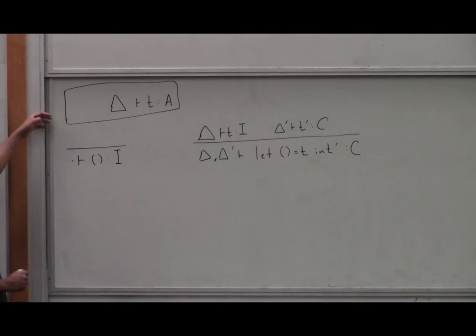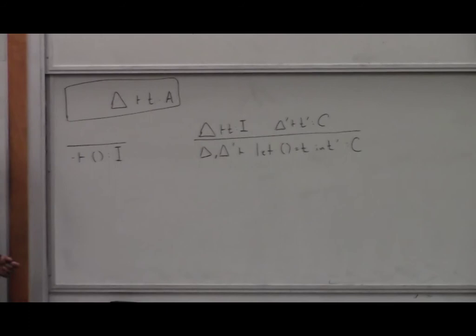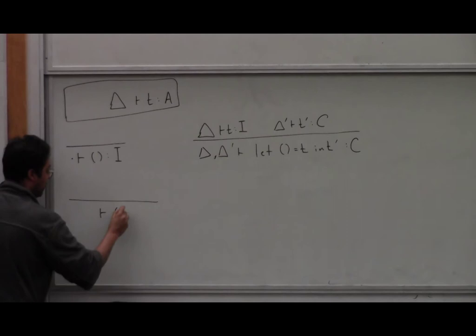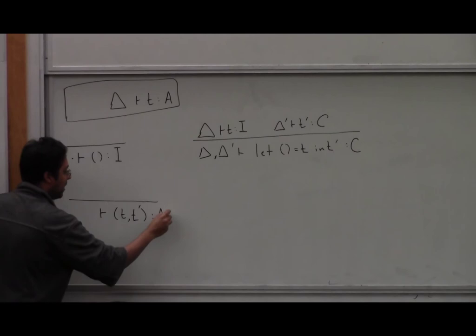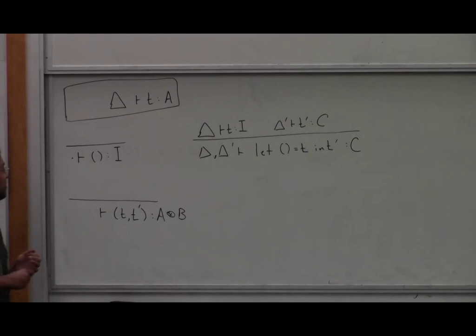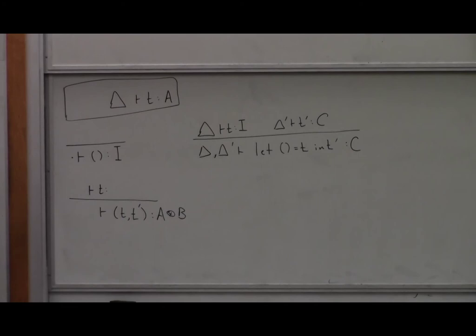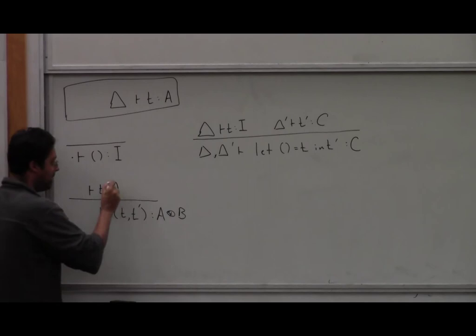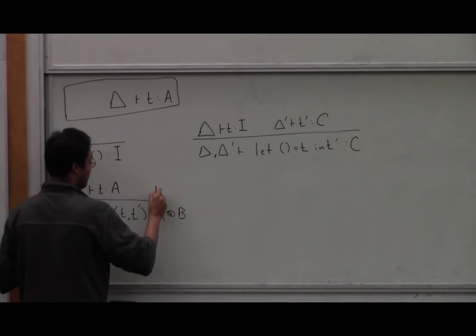And now let's see if we can work out what the typing rules for pairs should be. Suppose that I want to say that a pair t comma t prime has the type A tensor B. So can anyone suggest a typing for T? A, okay. So I heard someone suggest, what was your name? Jose. Jose suggested that T should have the type A. And what does that suggest about T prime? B, okay. So that clearly makes sense.